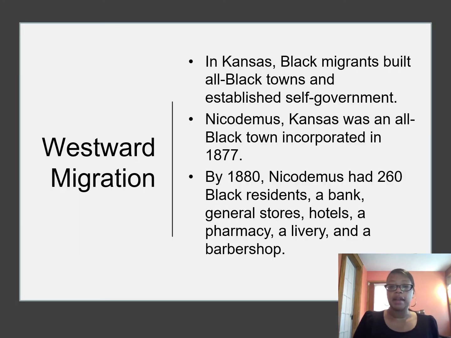In Kansas, Black migrants built all-Black towns and established self-government. All-Black towns are an aspect of Black history that too few people know about. African Americans said, look, if we can't have a future in the South, not only are we going to move to the West, but we are going to establish our own towns. So Nicodemus, Kansas is one example of an all-Black town. It was incorporated in 1877, and within a few years, it had over 200 residents, a bank, general stores, hotels, etc.